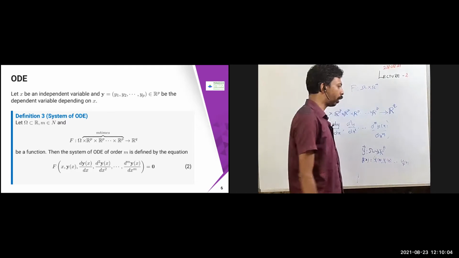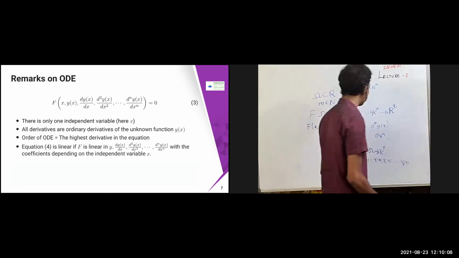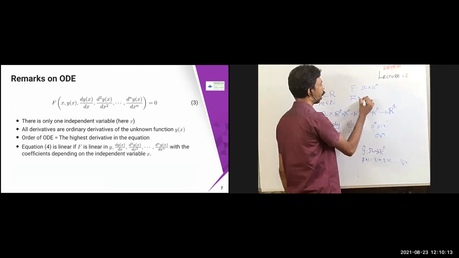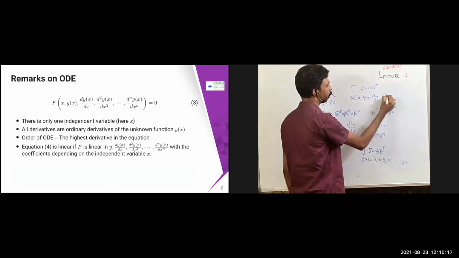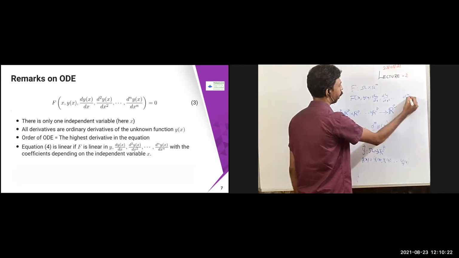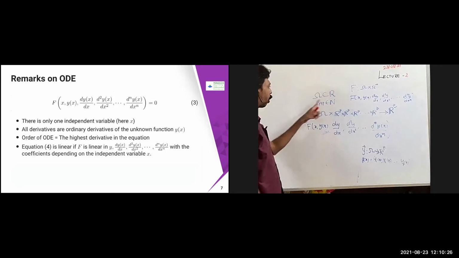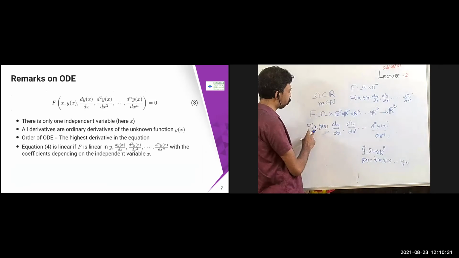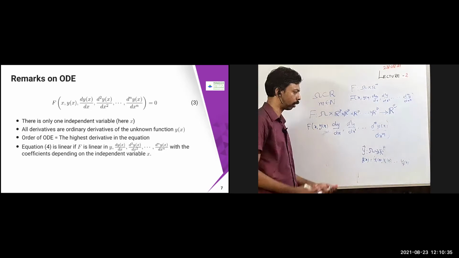So now let us come to some remarks on ODE. For example, if you consider the first f which I defined, f of x comma y of x comma dy by dx. Sir, here x is a vector or not? X is not a vector. I didn't say x is a vector. X is a scalar only. X belongs to omega only, omega subset of R. Only y is a vector.